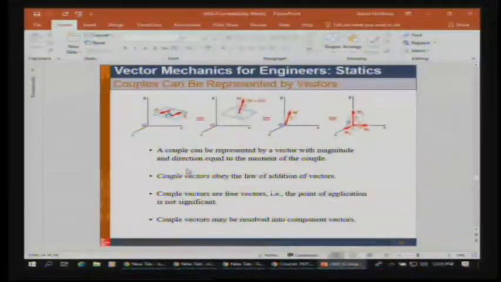Couples can be represented by vectors, and so basically what we're saying is that couple vectors obey all the laws of the addition of vectors. Couple vectors are free vectors, just like the moment of a couple, and they may be resolved into components. So if you have some moment of a couple, M, you can resolve it into the piece of M that's in the x direction, the y direction, and the z direction. Although, as we were saying earlier, if F is, for example, in the xy plane, the moment of that couple is going to be purely in the z direction.